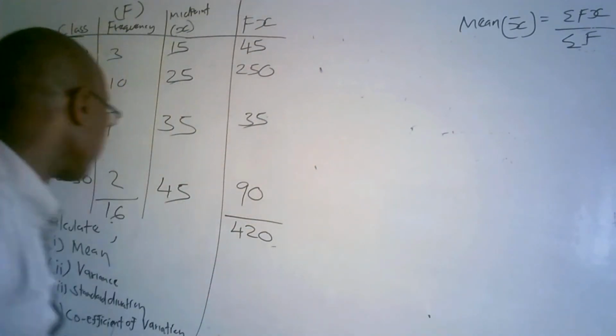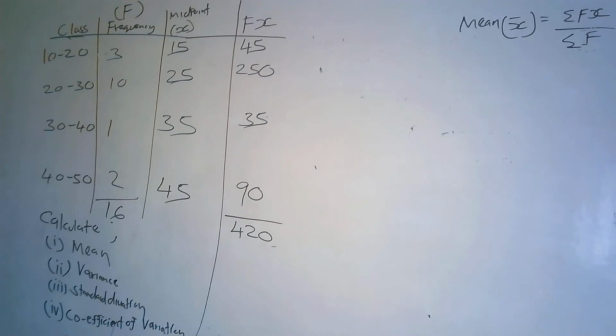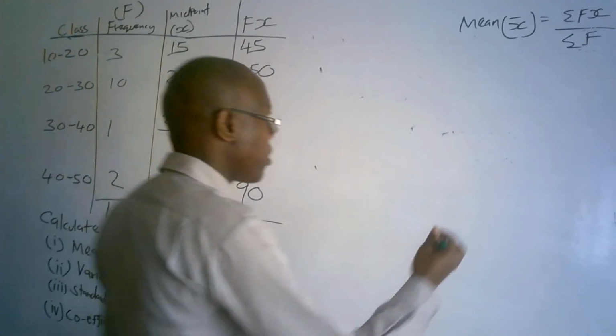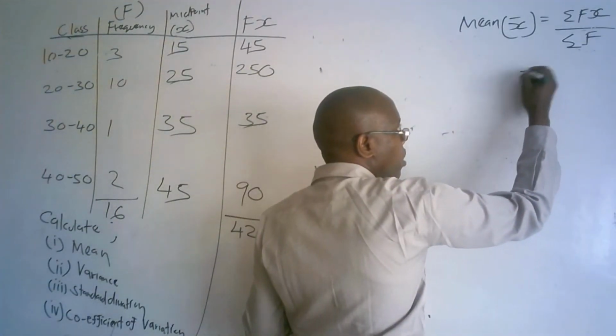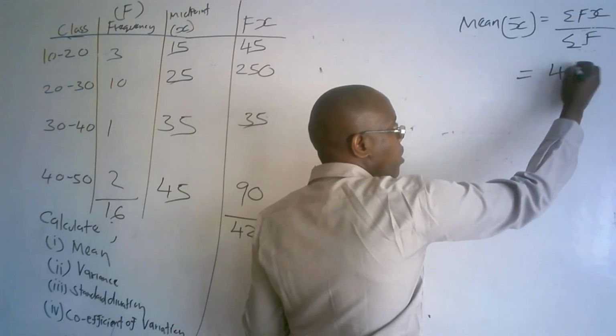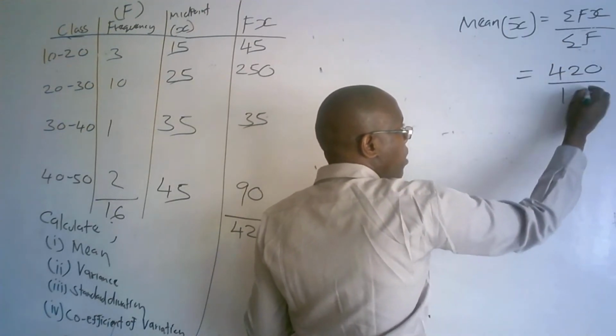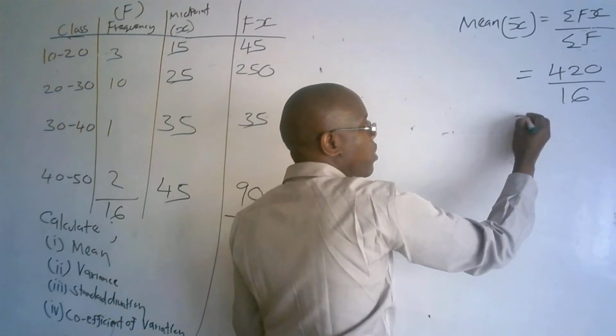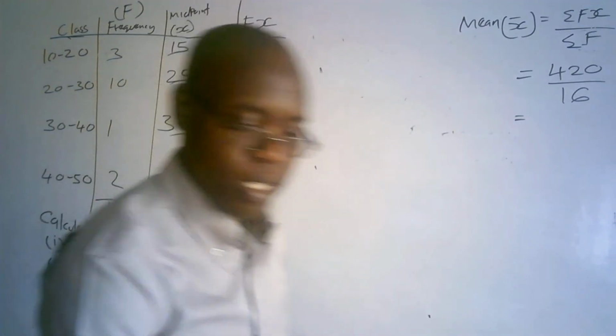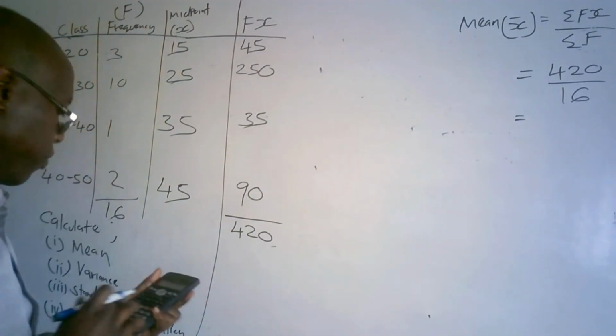And now we can be able to arrive at our mean by just doing the following. We are going to take 420 divided by 16, which is actually going to give us, let me take my calculator.